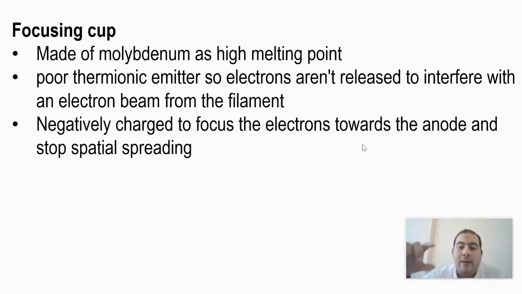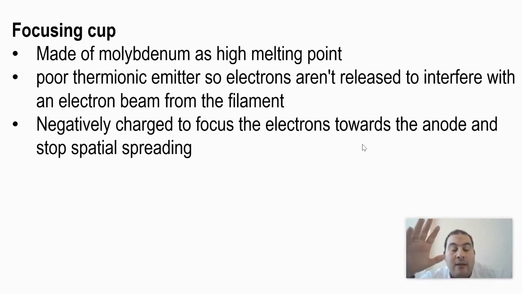The focusing cup that I was talking about earlier, which is connected to a negative potential, is made of molybdenum because it has a high melting point. This is important because I connect a filament next to it, and the filament heats up through thermal conduction, which could lead to melting and cause problems. Therefore, it must have a high melting point, meaning it melts at very high temperatures.